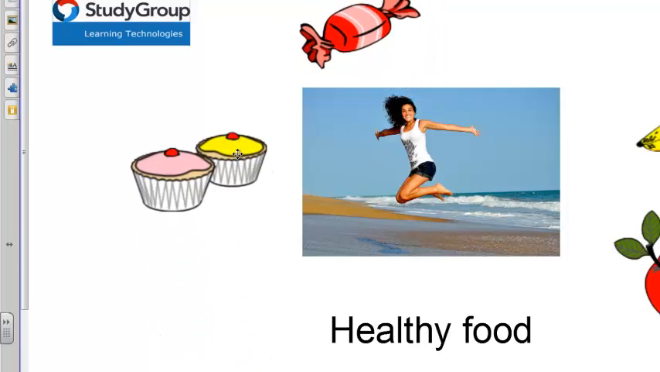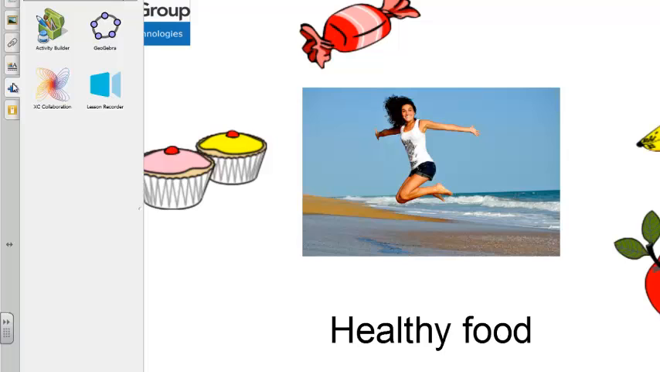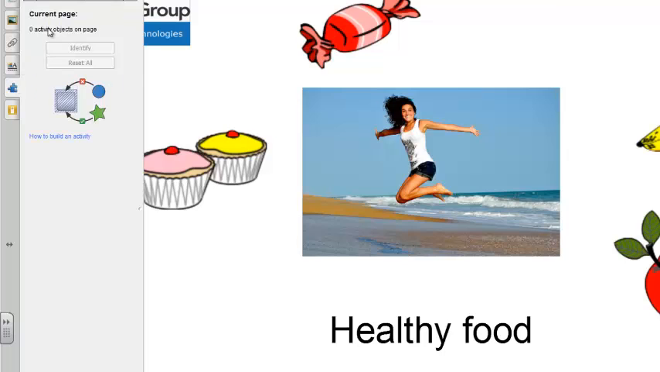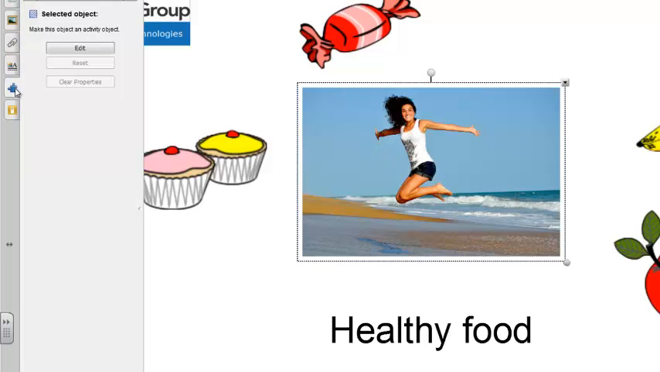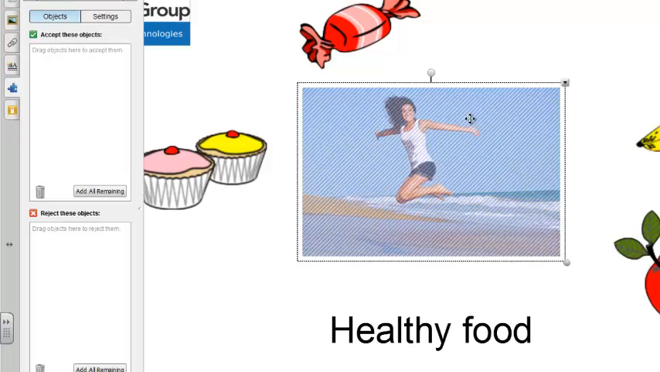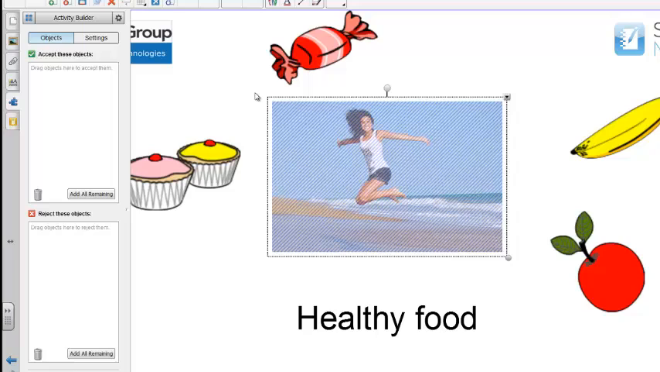So there's the picture. To create the activity, I need to go to Activity Builder, which is in the add-on menu, the blue jigsaw puzzle, and click Activity Builder. So I've got all my objects on the page and I've got Activity Builder open. Select the central image which rejects or accepts the items, click Edit, and then you'll see that that has become the main image in the activity.